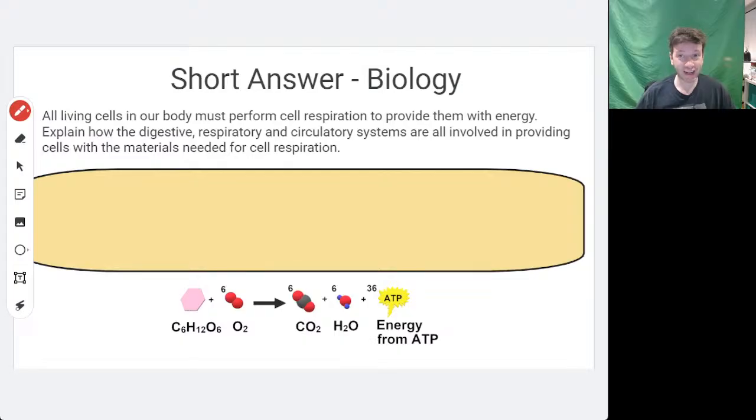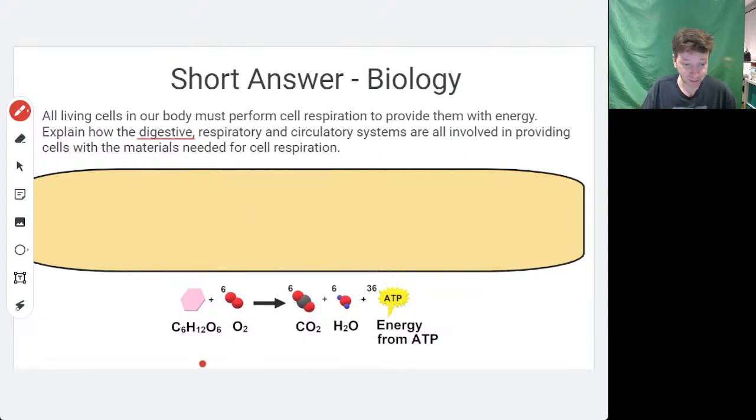We're going to do some short answer, and we're going to start with biology. All living cells in our body must perform cellular respiration. So when we were doing the leaf, I talked about the importance of photosynthesis. Now we're going to talk about the importance of cellular respiration to provide them with energy. Explain how the digestive, respiratory, and circulatory systems are all involved in providing cells with the material needed for cellular respiration.